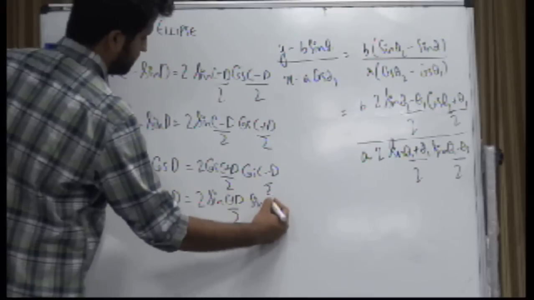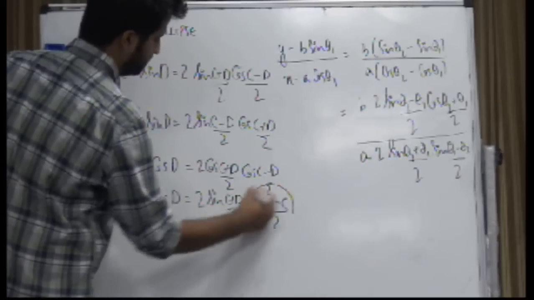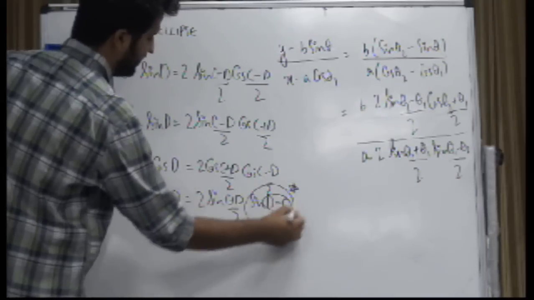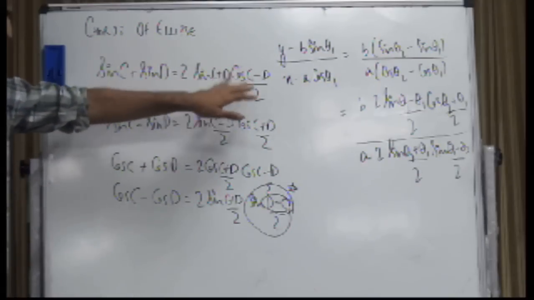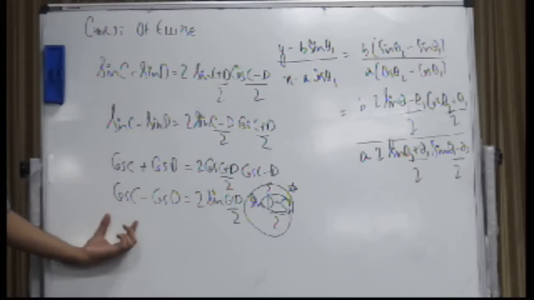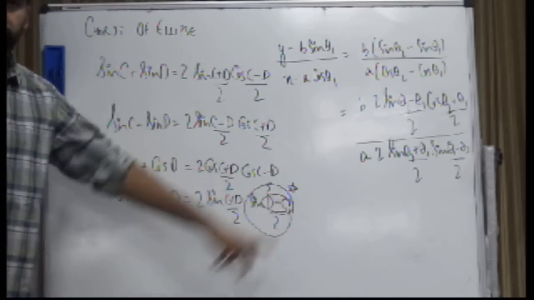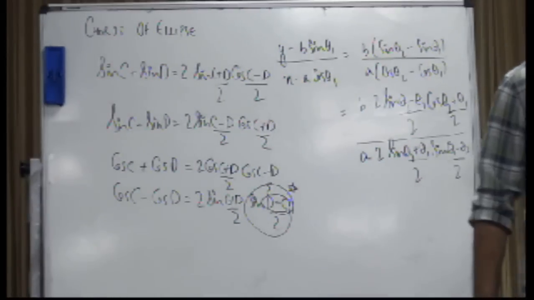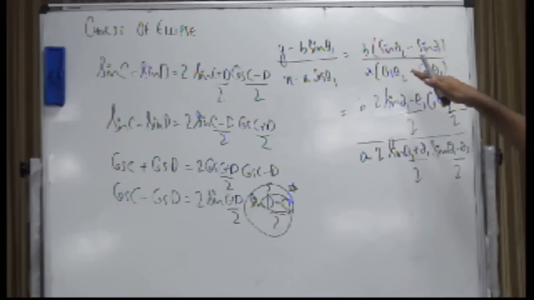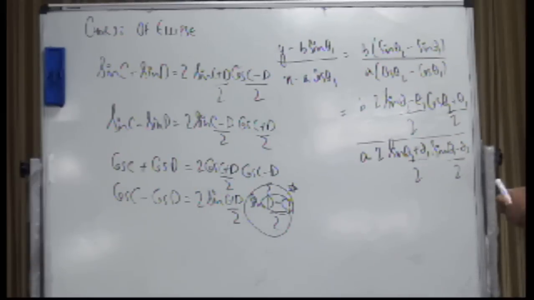So this part is most important because I am getting d minus c over here, not c minus d. In all the rest of the cases, I am getting c minus d. But in the case of cos c minus cos d, I'll get d minus c. So that's why I wrote theta 1 minus theta 2, because theta 1 will be d here. Something will cancel out, I think.